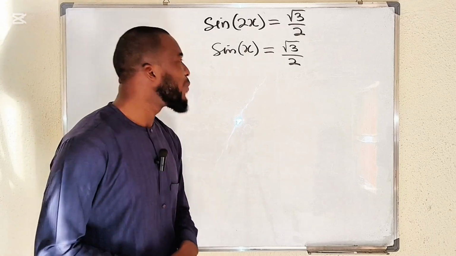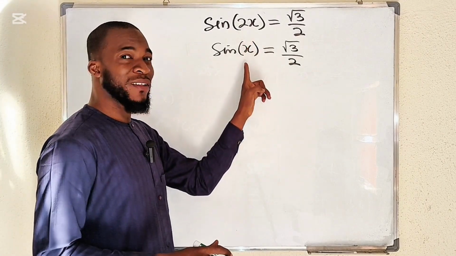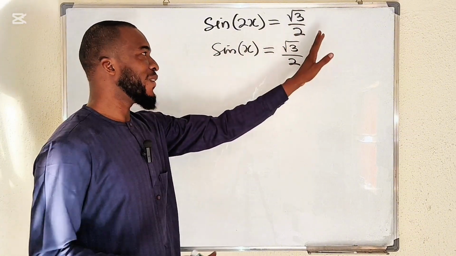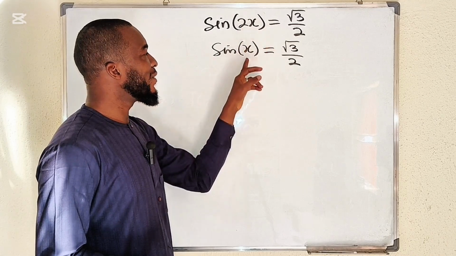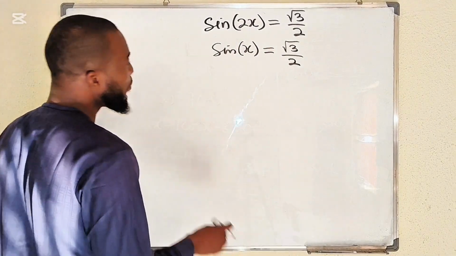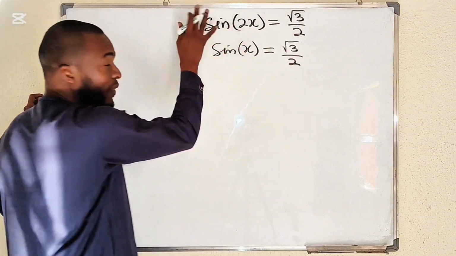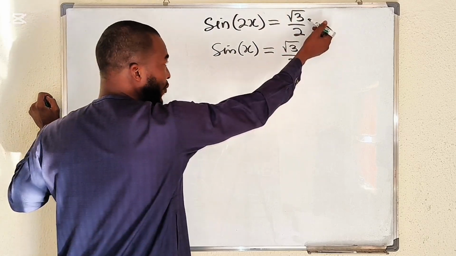Let's get started. I know some people might go the extra mile to equate 2x and x because they can see everything is the same: sine, root 3 divided by 2, root 3 divided by 2, which implies that 2x is equal to x. So what will you solve? This is not how to solve this problem. Instead, since their right hand sides are the same, you can equate their left hand sides. Or you can simply subtract this equation from that one.